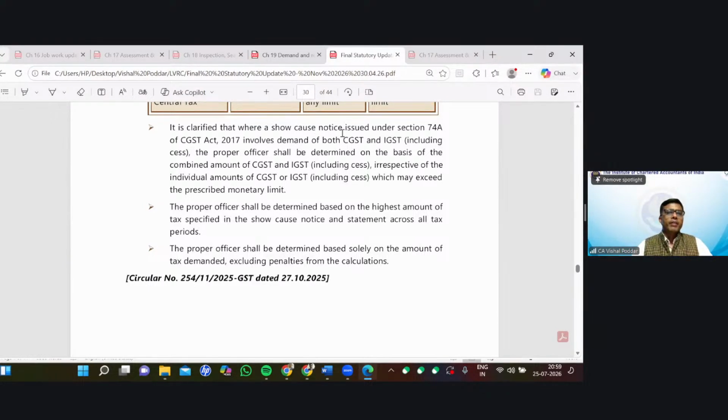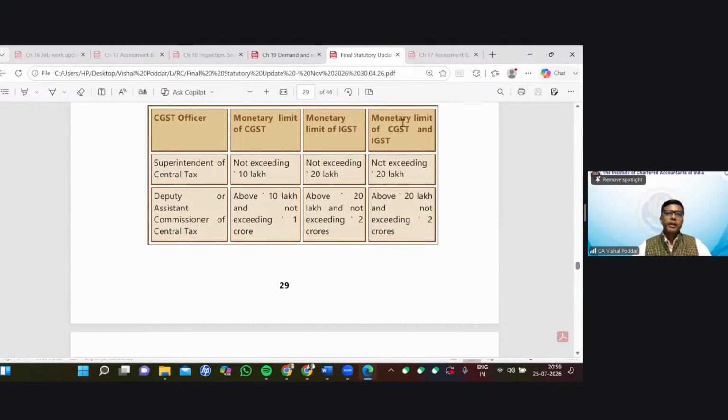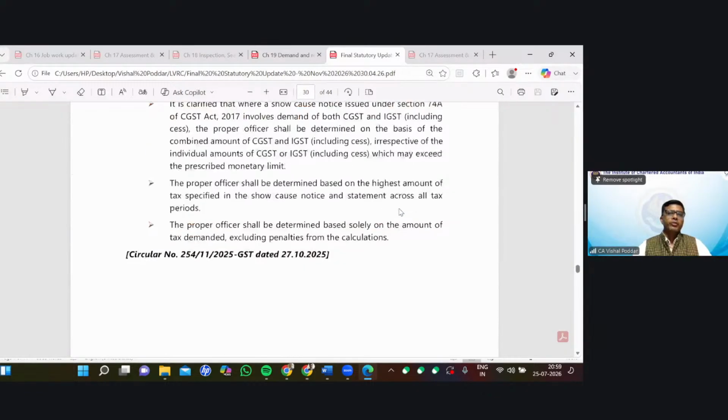Further, it is clarified that where a show cause notice is issued under 74A and it involves a demand of both C and I, the proper officer shall be determined on the basis of the combined amount of C and I. So as you can see, even in the last column, they have said if it is C and I both, this is the combined amount. So the limit has to be checked not for individual tax, but for collective tax.